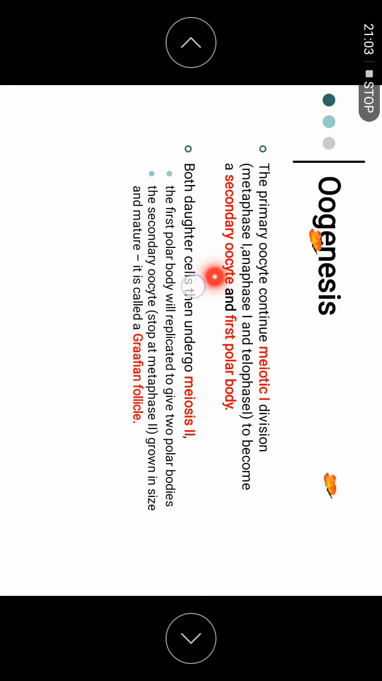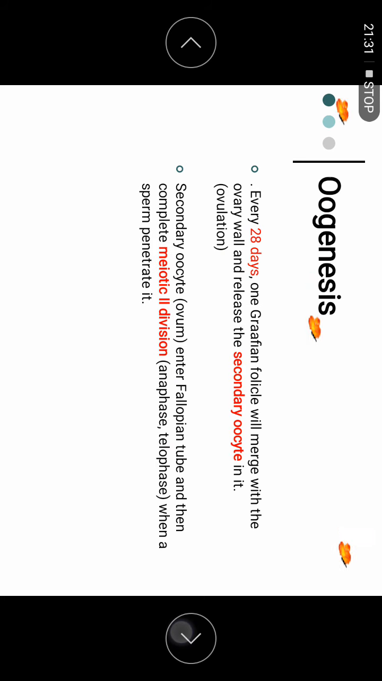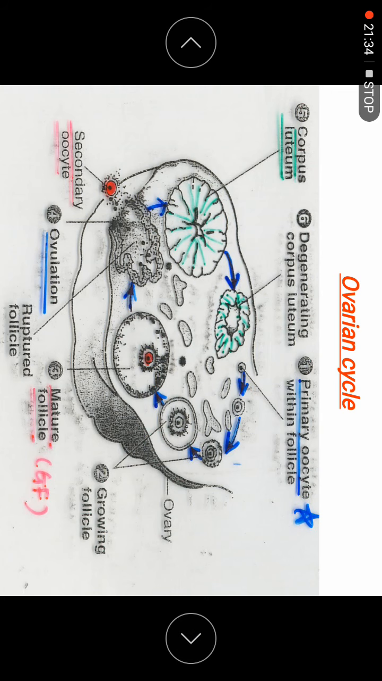2 plus 1 here, that means 3 polar bodies will be formed, and they will degenerate. Then the other daughter cell, the secondary oocyte, will stop at metaphase 2 and wait to be released from the ovary into the fallopian tubes. It is enclosed inside a follicle. We call it the Graafian follicle.